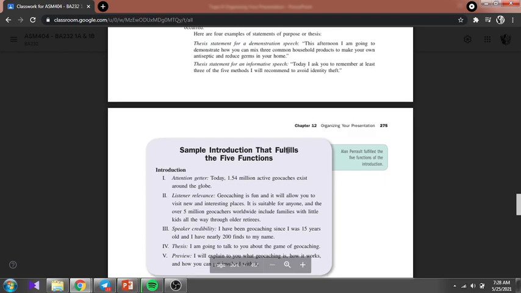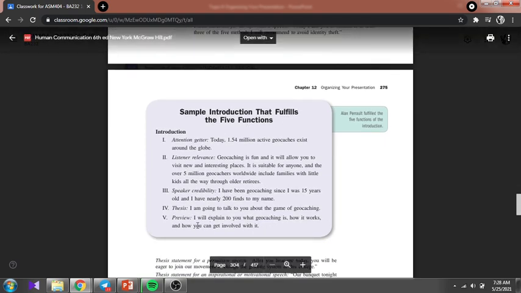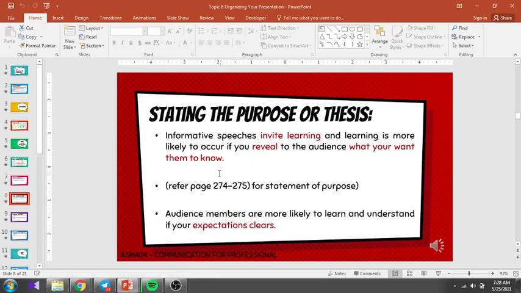Okay, this is a sample introduction that fulfills the 5 functions earlier. Alright. Audience members are more likely to learn and understand if your expectation is clear. That's why your objective, what you are gonna speak to the audience, is really important.